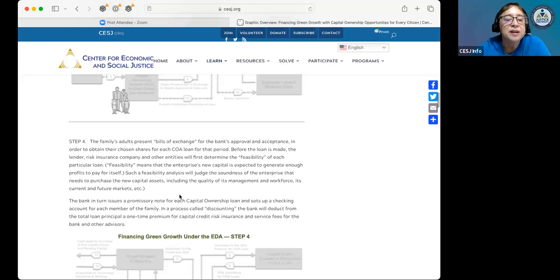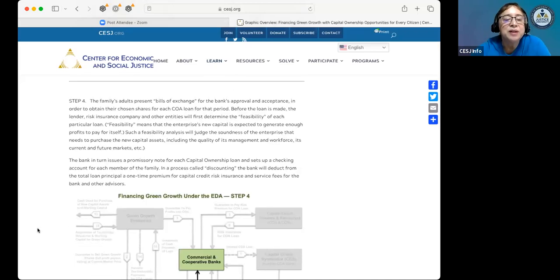Okay, then the family is going to present bills of exchange, and Mike is going to explain this in a little bit more detail. This is where it starts to get kind of technical about how these are done, but the bill of exchange is essentially a promise that the credit will be used to purchase these profit-making shares, and there'll also be a corresponding promissory note, where the borrower promises to pay so much back to the bank.